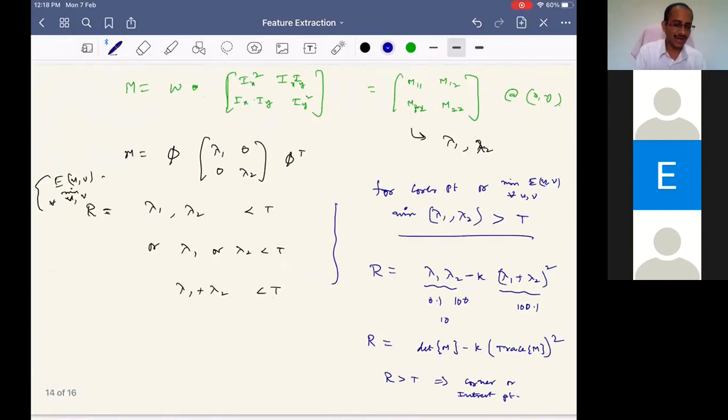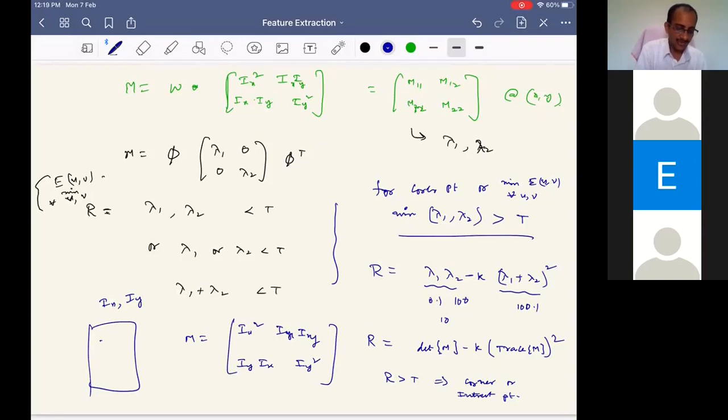So at each pixel, what we need to do is simply find Ix, Iy, and formulate the matrix M with Ix square, Ix Iy, Iy Ix, both are same, and Iy square. Formulate the matrix M, and then no need to decompose, just find the determinant and then the trace and find R. Based on that, if it is greater than a threshold, declare it as a corner point. So this is one of the best and fastest methods for finding corner points or interest points.